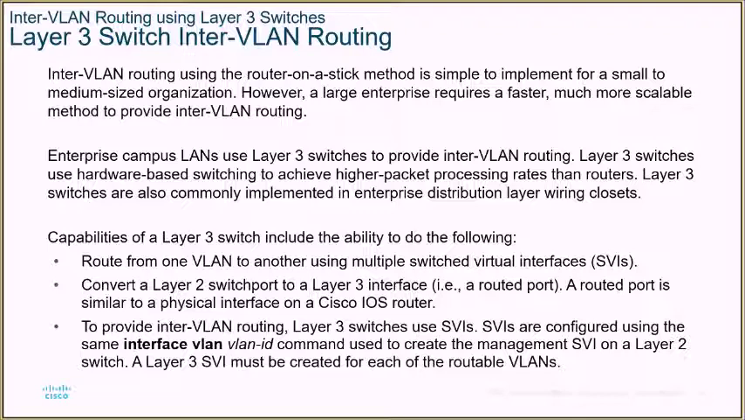So, capabilities of a layer 3 switch: they can route from one VLAN to another using multiple switched virtual interfaces. They can convert a layer 2 switch port to a layer 3 interface, so you can actually create a routed port. You basically do that with the no switchport command. And to provide inter-VLAN routing, layer 3 switches use SVIs. They are configured using the same interface vlan ID command used to create the management SVIs. You just have to create one for each VLAN, as opposed to just the management VLAN, which is what we've done previously.